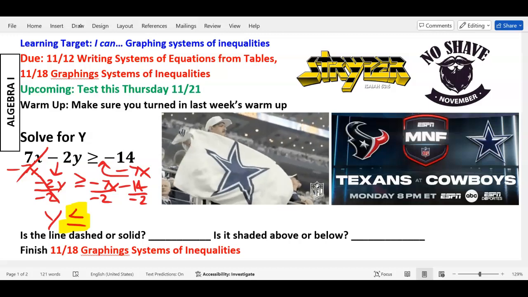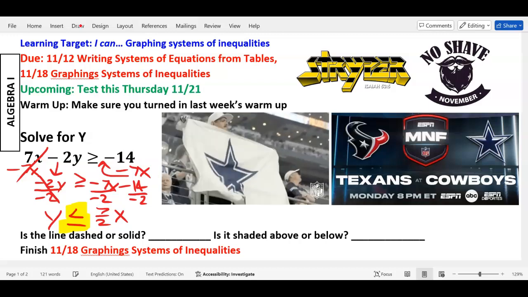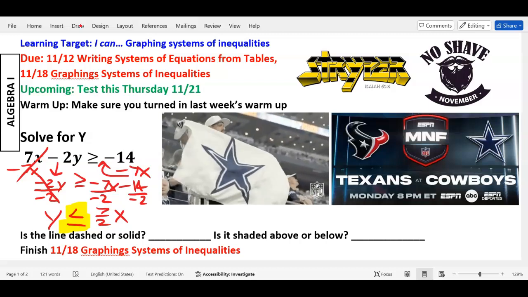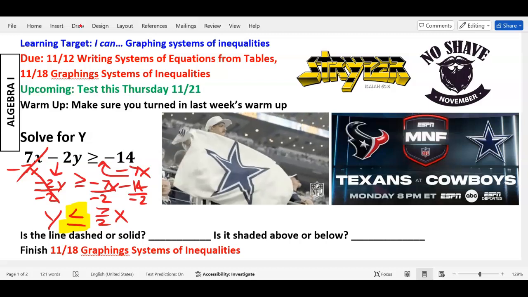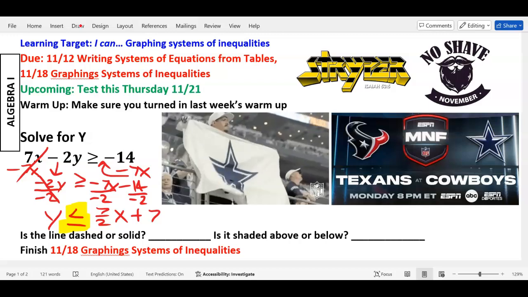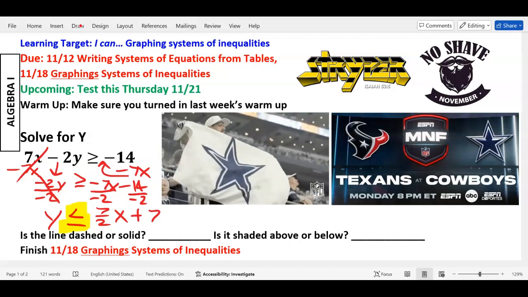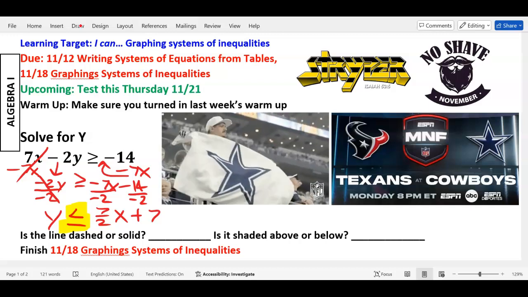Now, negative divided by a negative is a positive 7 over 2x. Doesn't reduce. And then negative over a negative, again, becomes a positive. And then 14 divided by 2 is 7. Cool. Now, just by looking at that equation, there's a few things we can figure out.